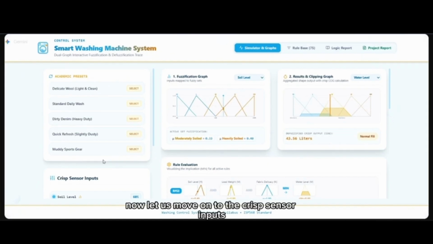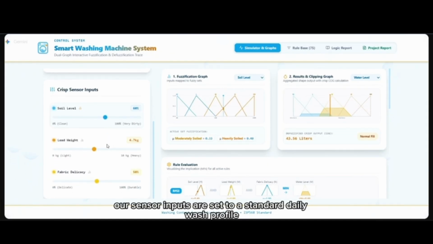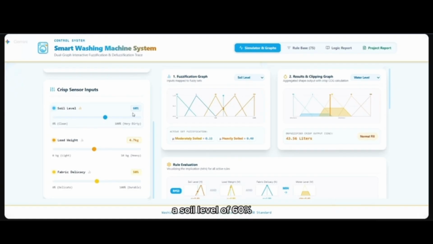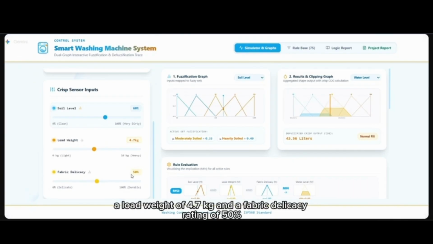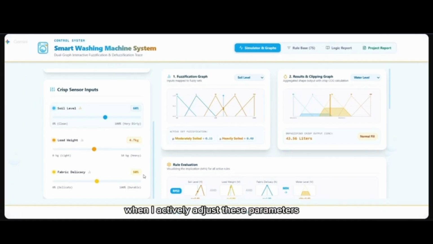Now let us move on to the sensor inputs. Our sensor inputs are set to a standard daily wash profile, a soil level of 60%, a load weight of 4.7 kg, and a fabric delicacy rating of 50%. Watch what happens to our fuzzy sets in Graph 1 when I actively adjust these parameters.